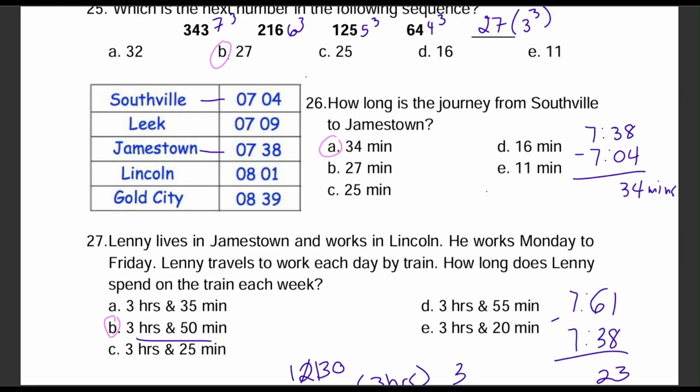Question 26. How long is the journey from Southville to Jamestown? A, 34 minutes. B, 27 minutes. C, 25 minutes. D, 16 minutes. E, 11 minutes. The correct answer is A, 34 minutes. Let's see why. We know the Southville departure time is 7:04 a.m. and the Jamestown arrival time is 7:38 a.m. To figure out how long the journey took, we subtract the departure time from the arrival time. So 7:38 minus 7:04 equals 34 minutes.